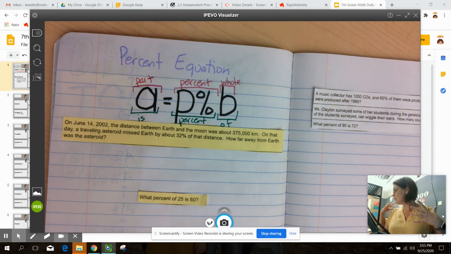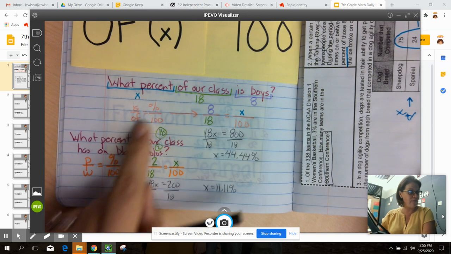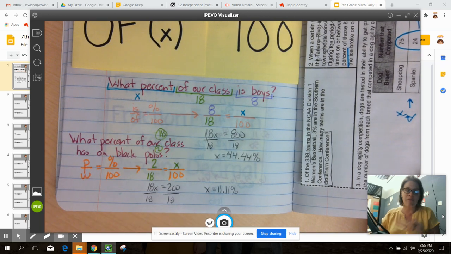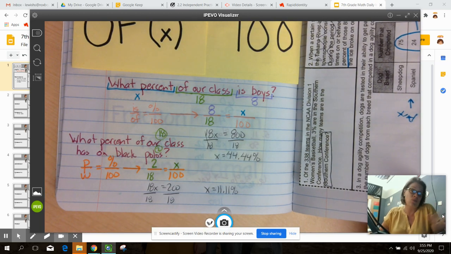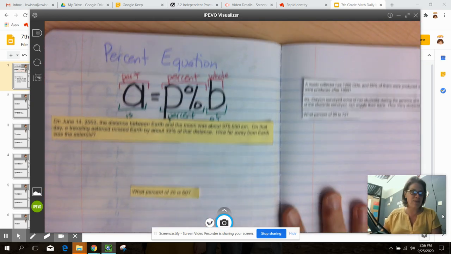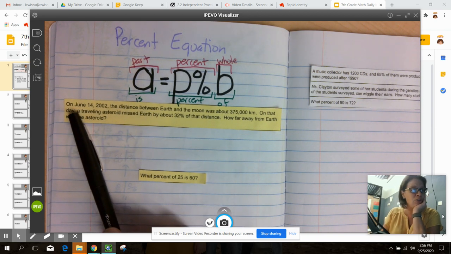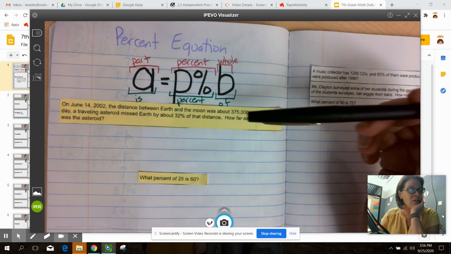So first things first, let's look at this problem. And I want to tell you, you will hear me say this a zillion times this year. Write your formulas first, okay? We did it the other day. So remember, we wrote our formulas first, and then we plugged in what we knew. We're going to do the same thing today. So for this one, we have on June 14th, 2002, the distance between Earth and the moon was about 375,000 kilometers.